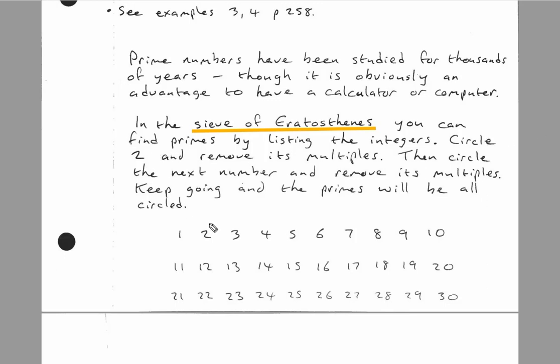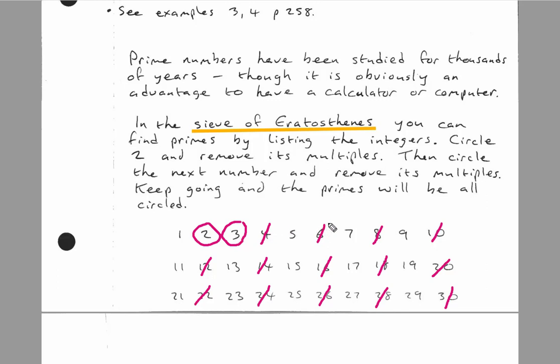So start by circling 2, the first prime number, and remove all its multiples. Okay, so 2 times 2, 3 times 2. So we're removing every even number bigger than 2. And what's left? Well, circle the next number, that happens to be 3, and cross out every multiple of 3.